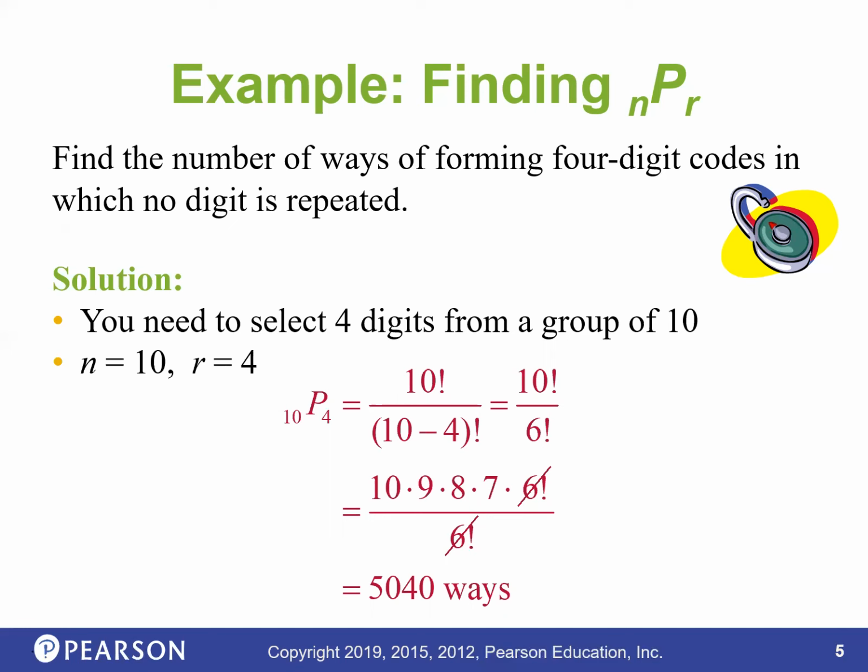Remember how 7 factorial is the same thing as this one? We still get 5,040. So the whole point is not to punch in 10 factorial on top and then divide it by 6 factorial. If you want to do that, we can do that.